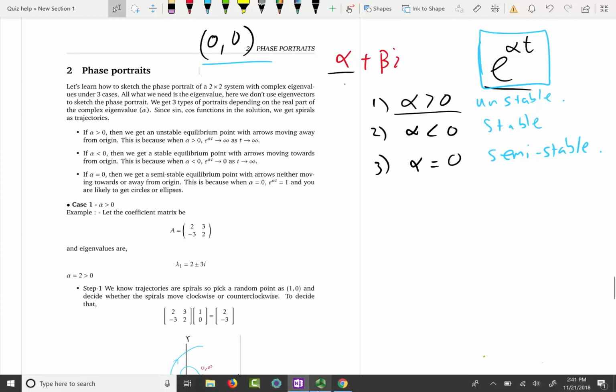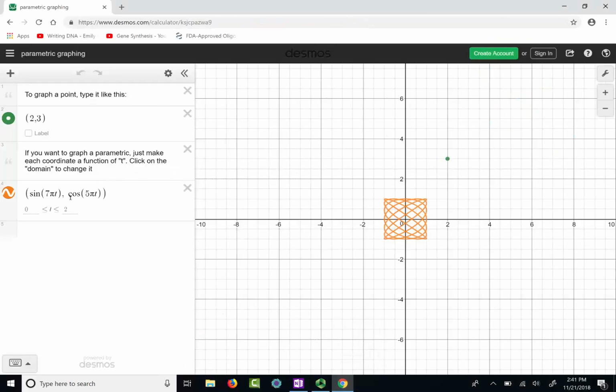So let me show you something, because we are not going to use eigenvectors to draw our trajectory. Look at this. Let's take the alpha equal to 0 case first. When alpha is equal to 0, we have e to the 0t, so no exponential term. And let's say our beta is 2, so 0 plus 2i is the eigenvalue. So sine 2t, cosine 2t. Let's draw one and see what happens. This is like a general solution. Let's take time from 0 to 2 pi, about 6.5. See what you get.